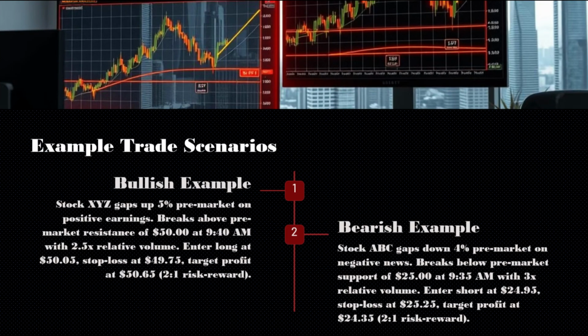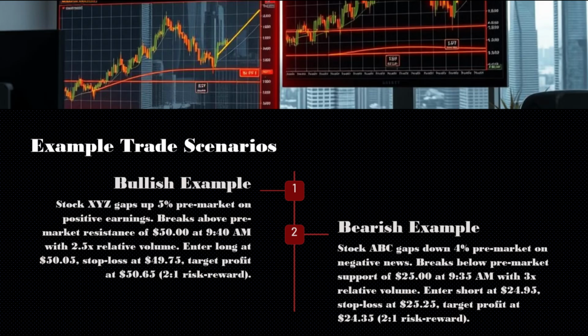Example trade scenarios. Bullish example: stock XYZ gaps up 5% pre-market on positive earnings, breaks above pre-market resistance of $50 at 9:40 AM with 2.5x relative volume. Enter long at $50.05, stop loss at $49.75, target profit at $50.65, 2 to 1 risk-reward.